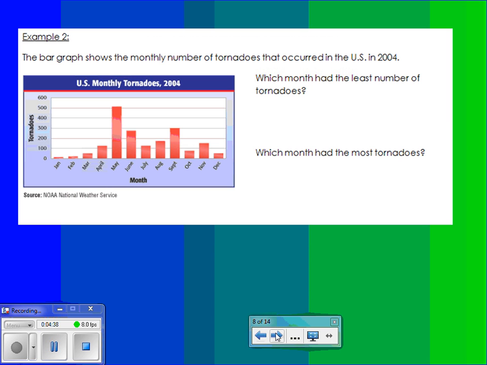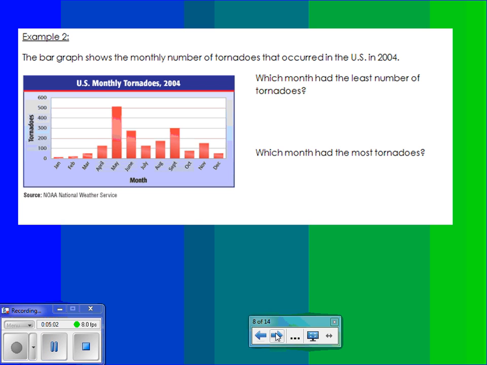Okay. So here's another example of a bar graph. And this time we are going to interpret our bar graph. So we've got monthly tornadoes in 2004 in the United States. Notice our categories are once again on the bottom. That's your months. And then our numbers are once again on the y-axis. That's the number of tornadoes.